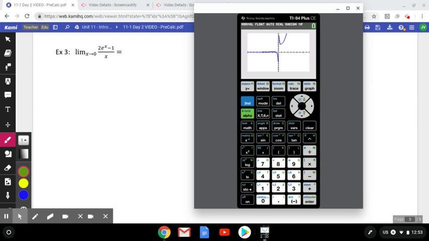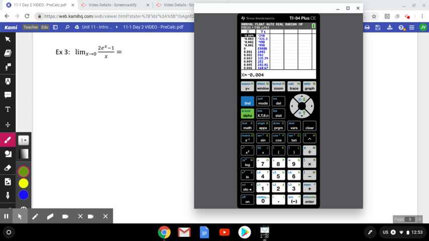Let's see what's going on in terms of the table, and we'll hit second table set first. I'm going to start my table at 0. My delta table should be 0.001. Then I'll hit second graph, which is the table, and we can see here that as we approach from the left, I've got negative 248, negative 331, negative 498, negative 998. So it seems like those numbers are just getting more and more negative as we approach 0 from the left.